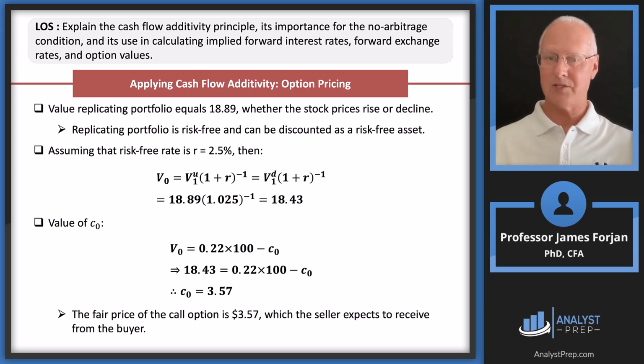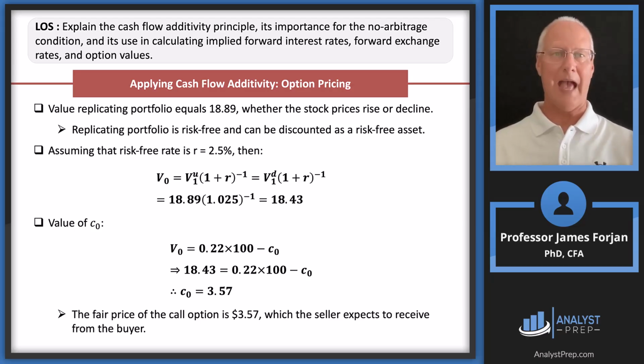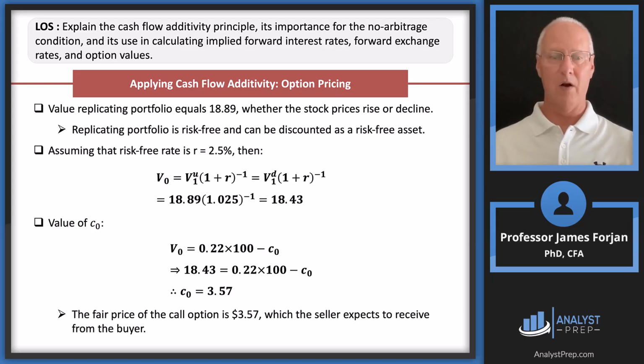I'm going to equate that to the 1843. That's the present value. You get the sense here? Cash flow additivity. And then I'm just going to solve for the call price over there, C sub 0. So there we go. The fair value, the fair price of a call option is $3.57.